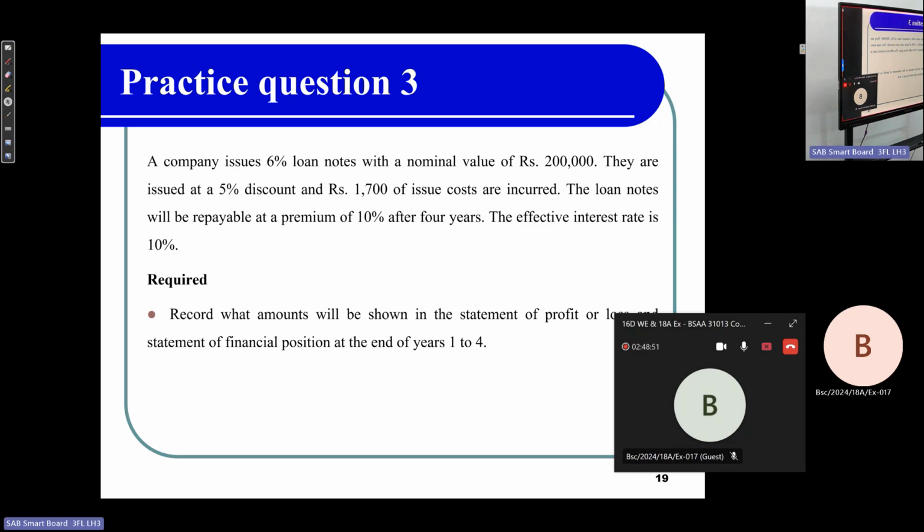Company issued 6% loan notes. Issued 6% loan notes. It's a liability, a financial liability. What is the category? Amortized cost or fair value through P&L?